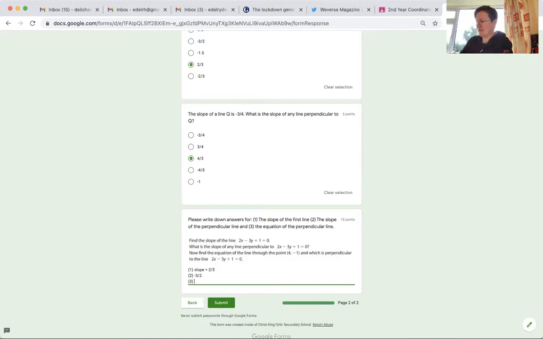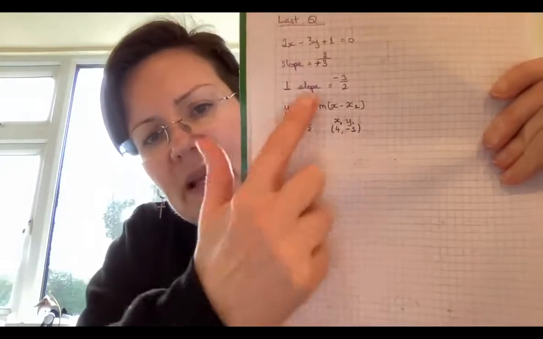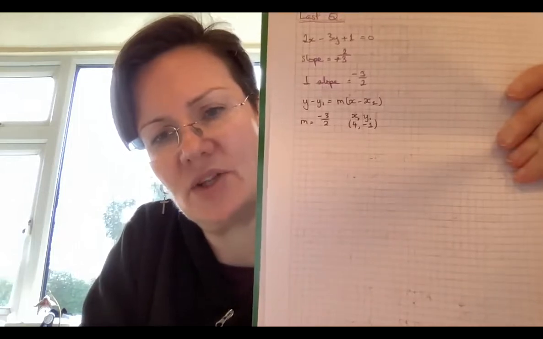And the last part then, and I definitely needed to see rough work here, find the equation of the line. So I need my equation of the line formula, y minus y1 equals m by x minus x1. M is my perpendicular slope because I'm looking for the equation of a line through the point 4, minus 1, which is perpendicular to the given line. So my x1, y1 is my 4, minus 1, and my m is minus 3 over 2. That's where we're starting. We're going to fill into that formula and then adjust it.